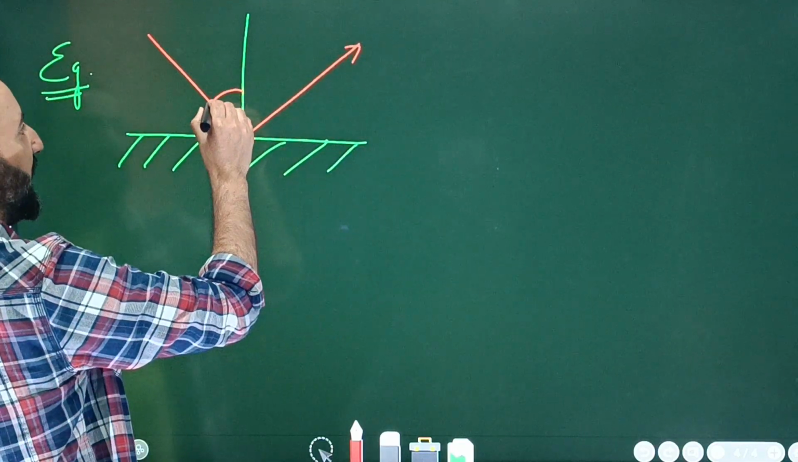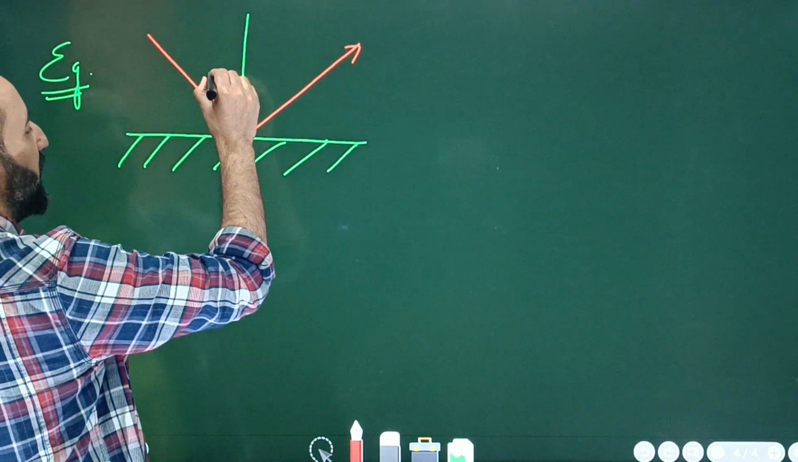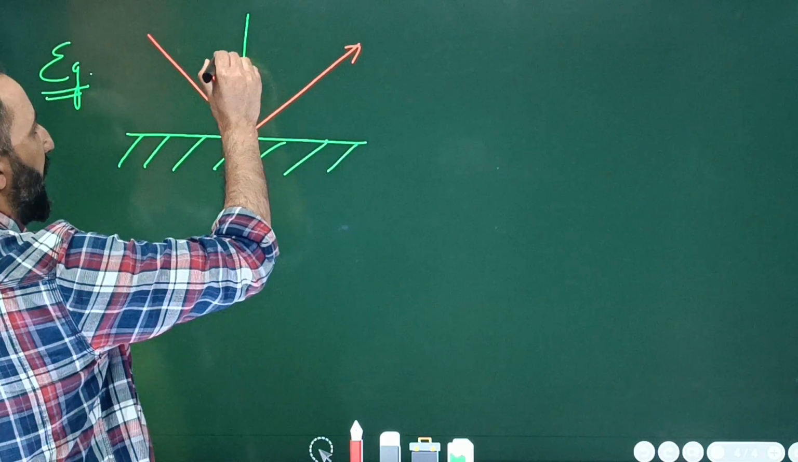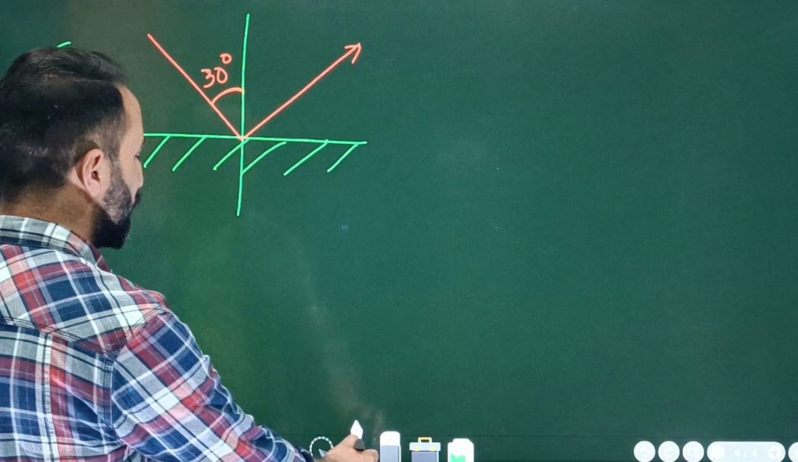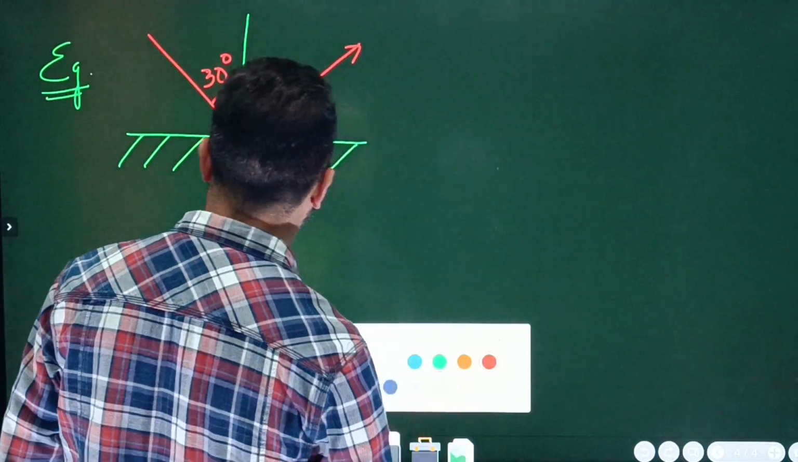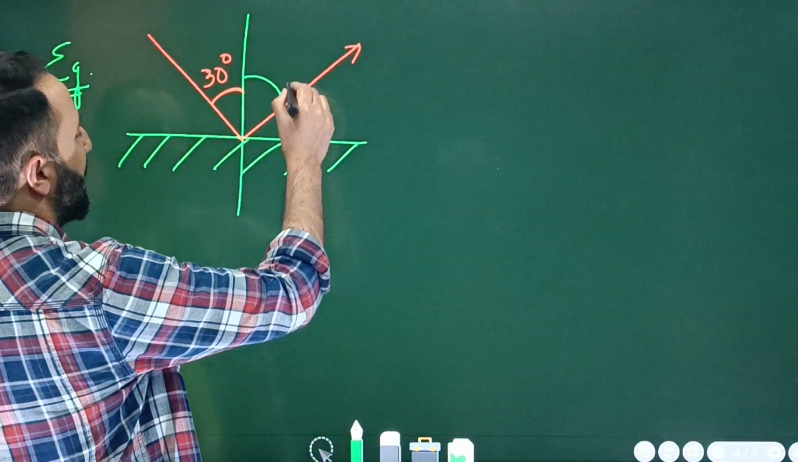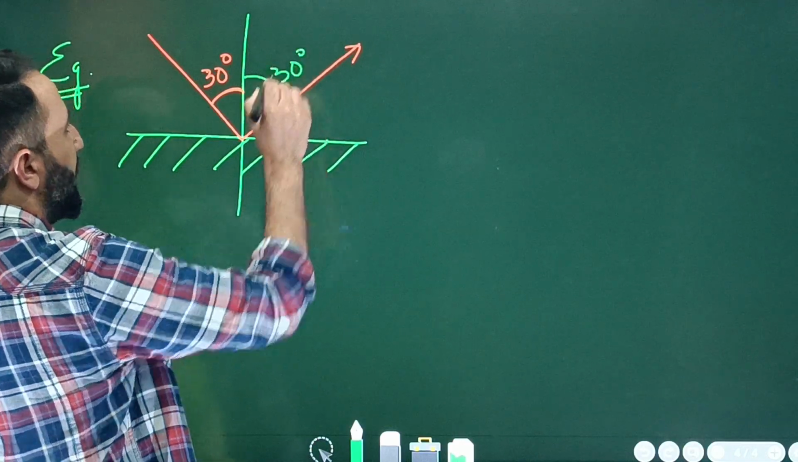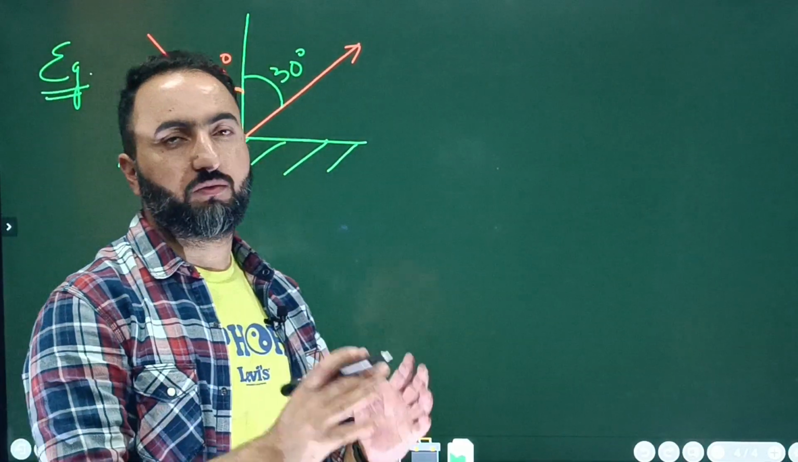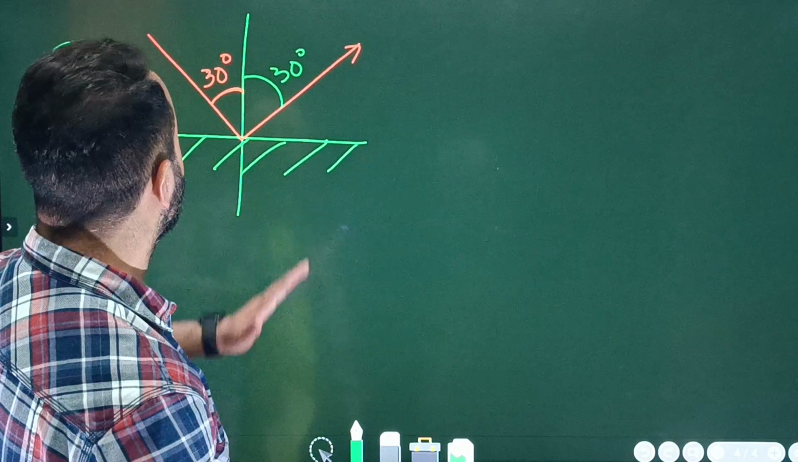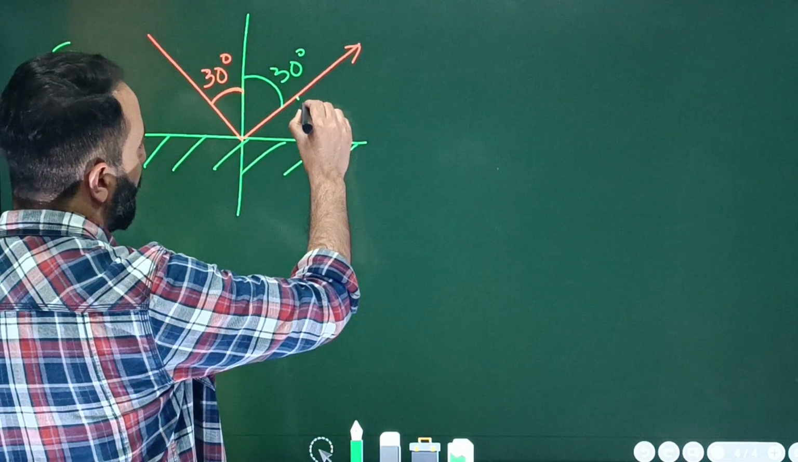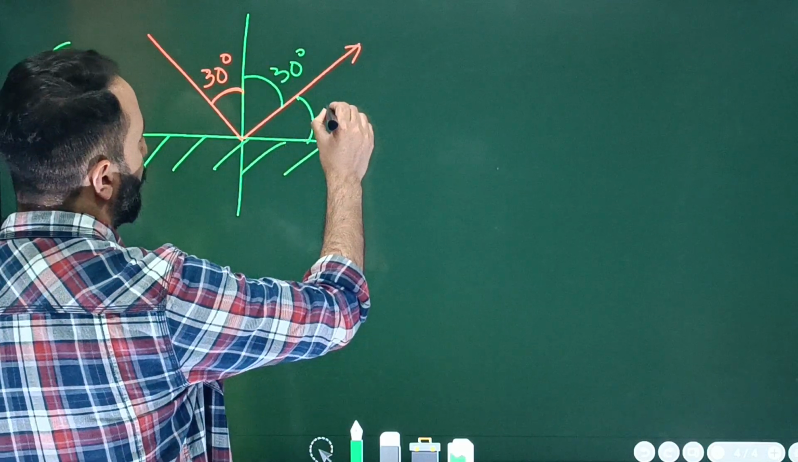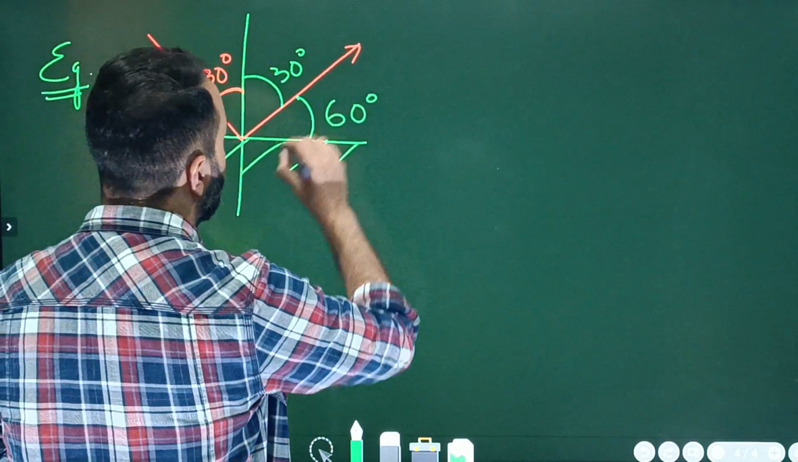Now this angle is given to you. Let's suppose it is equal to 30 degree, and you will have to calculate the remaining angles. So easily we can do it. If this angle is 30 degree, then this angle has to be 30 degree, because the angle of incidence will be equal to angle of reflection. Angle of incidence 30, angle of reflection will be 30. And moreover, this is perpendicular, so these two are complementary. If this is 30, then this angle will be equal to 60 degree.